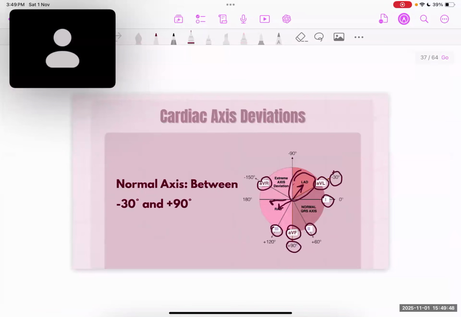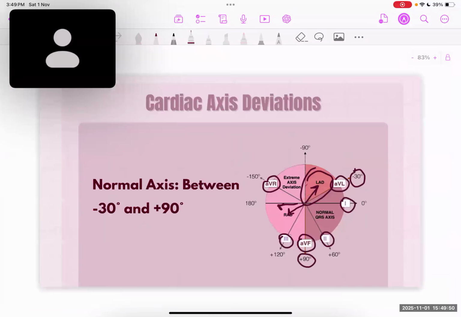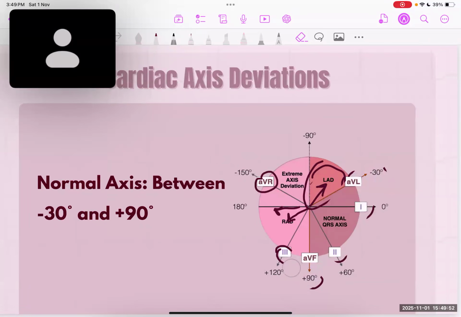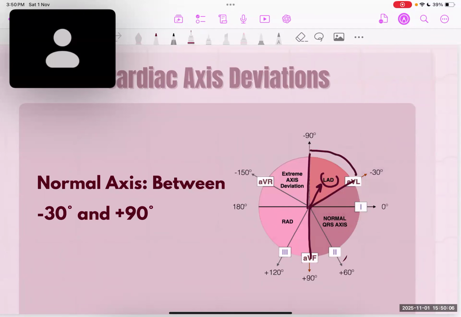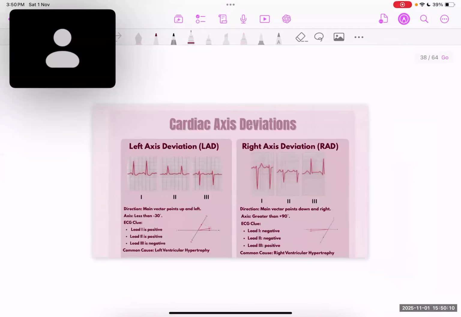Okay, let me just do the left axis one. Let me quickly tell you here. So this is your normal axis. If your vector falls anywhere outside this, that means there is a problem. If it's somewhere from this area to this area, that means there's going to be left axis deviation. How are you going to see this on the ECG?